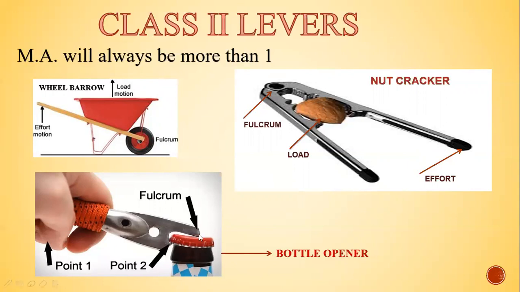Now for a bottle opener, you see this cap. On this cap, the opener is held tightly, so it becomes the fulcrum. Point 2 is where the opener is attached to the cap of the bottle. So this point is giving you the load, and the effort is applied at the end of the opener. So this also shows us that the load arm is shorter than the effort arm. Therefore, a bottle opener is also a class 2 lever.